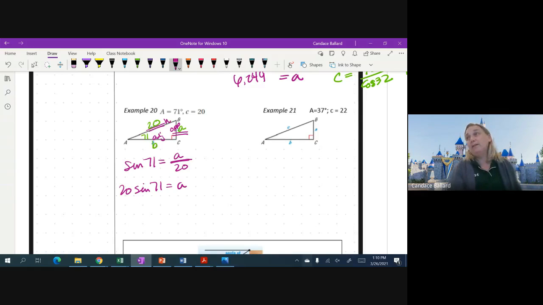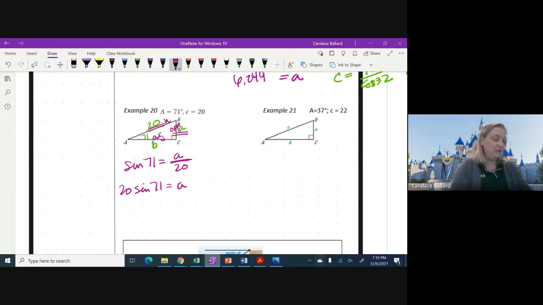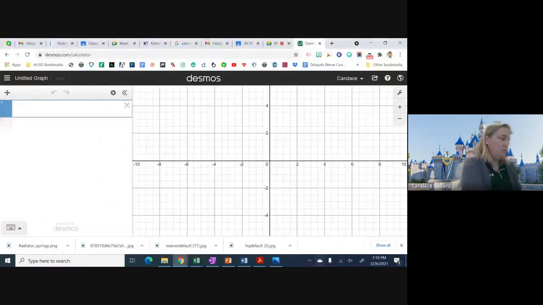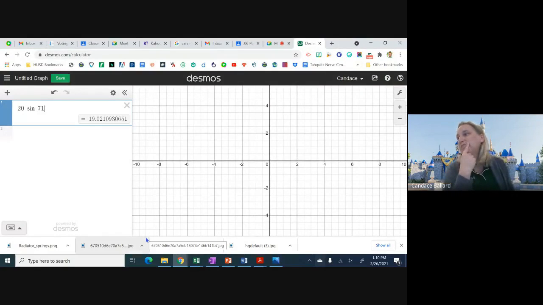All right, so we're going to pop into Desmos. I'm going to put that into Desmos. I want to get the decimal point. How many decimal points are we supposed to keep according to Mrs. Ballard? How many decimal points does Mrs. Ballard always tell you? Good job. We've been listening. Good, good, good.